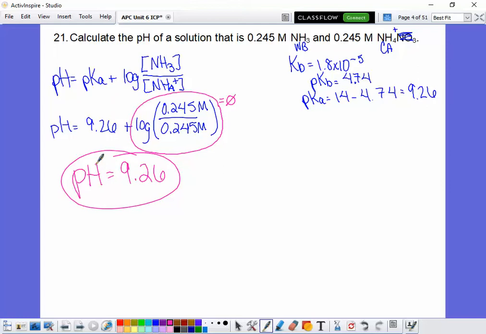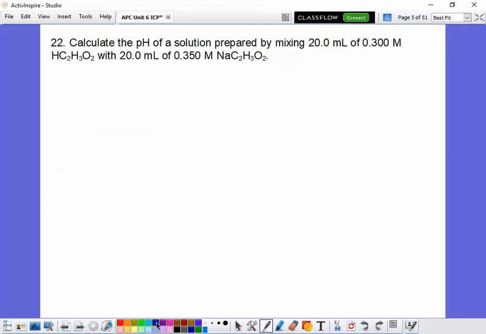So if in the heat of the moment, if this were a test question and you forget that anything divided by itself is 1, or you forget that log of 1 is 0, if you do this calculation, you'll still get 9.26. Okay? All right. Let's look at this one.